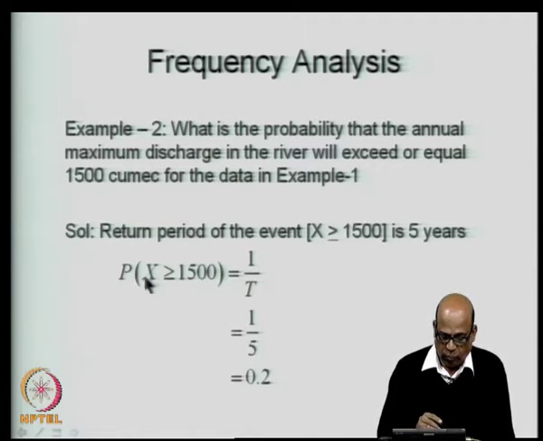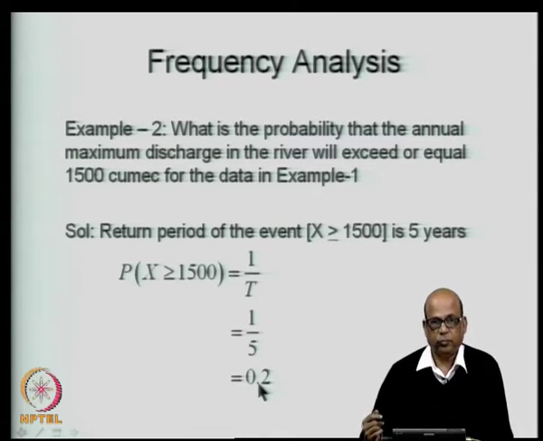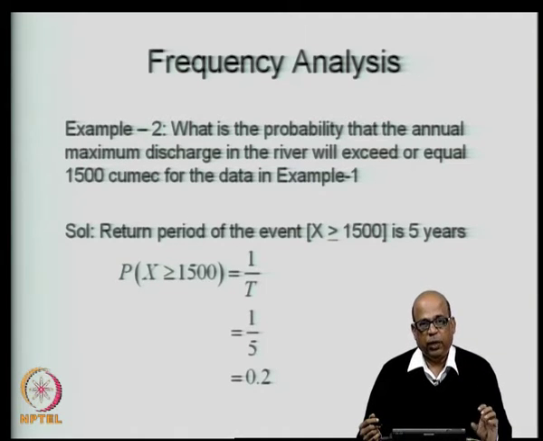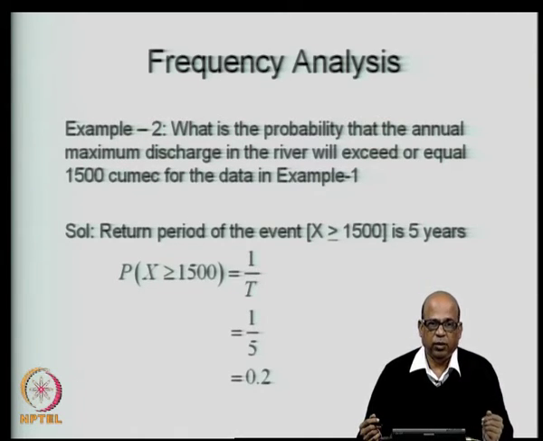So, we simply put P(X ≥ 1500), the probability of X greater than or equal to 1500, is 1 by T, which is equal to 1 by 5, which is 0.2. So, this is how we obtain the probabilities for a given return period.